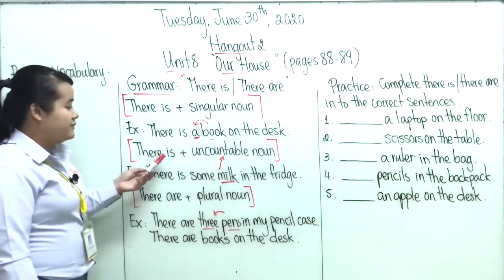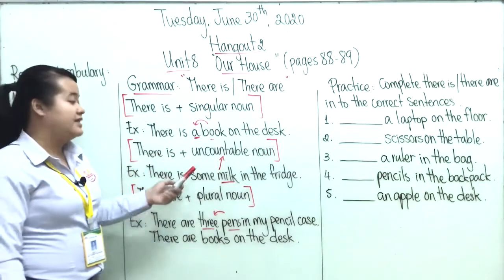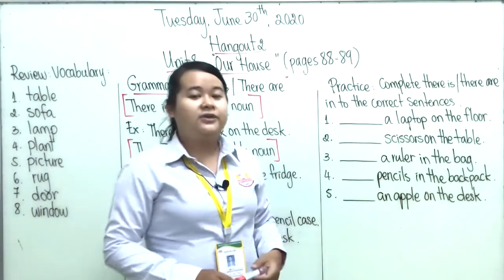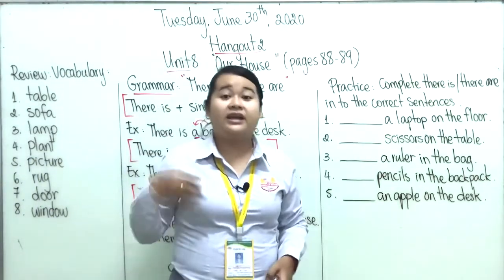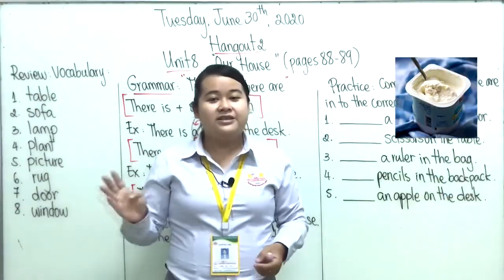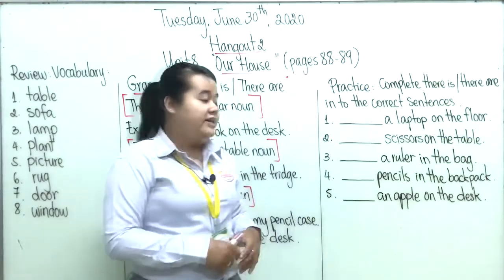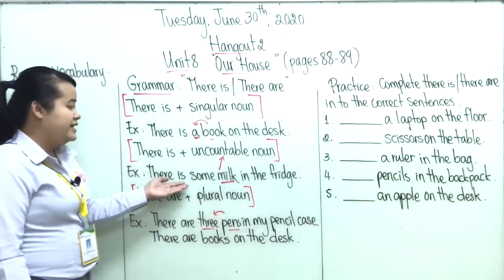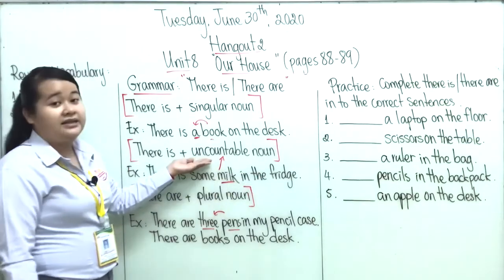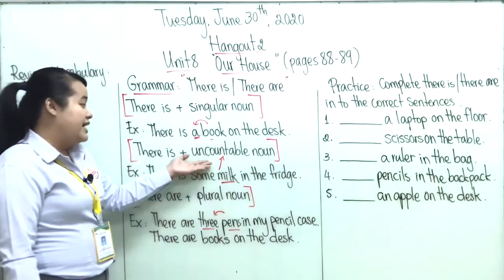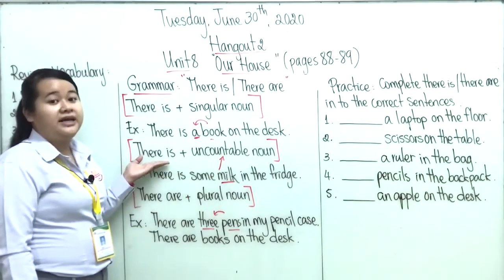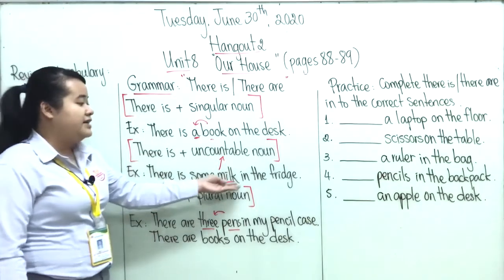And there is, we can use with another one also, uncountable noun. What does uncountable noun mean, everyone? Good, uncountable noun is the one that you cannot count, like rice, water, milk, or yogurt, right? So that one we cannot count. So here is the example, there is some milk in the fridge. Milk, this one is an uncountable noun, right? But uncountable noun, we can use with there is also. You got it? Okay, there is some milk in the fridge.